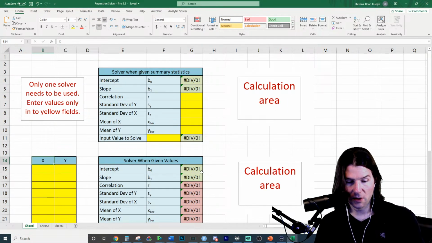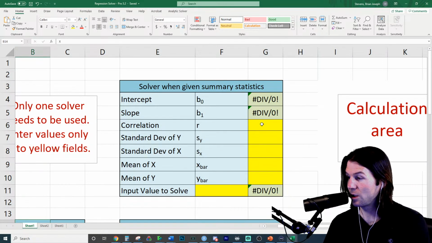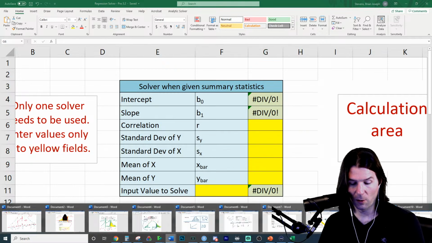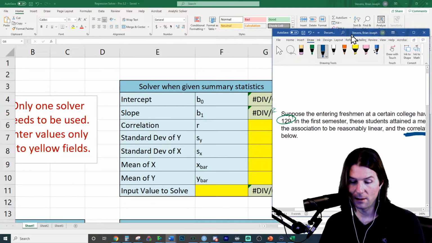So let's go over here to the Regression Solver Pro. Solver for when summary statistics are given, the correlation. So we have here the correlation value. So we can go and look at that correlation value right here. The correlation value is 0.41.